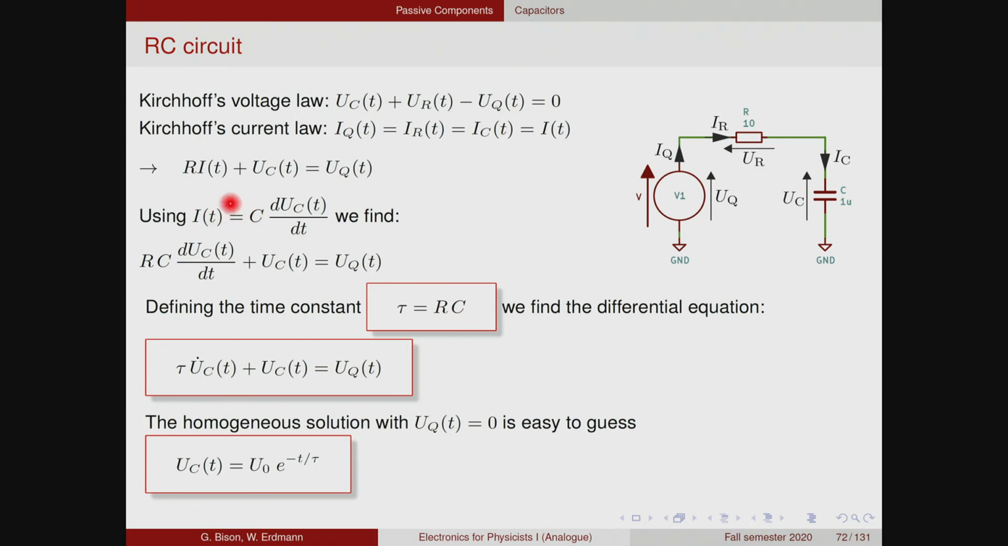Okay, now we use that the current is this expression. We can put this in, and then we have two times the voltage across the capacitor, once in a time derivative and once in its normal form. And then we see that the only thing that actually relates to this circuit is the resistance and the capacitance, and we define the time constant tau equals RC to make the equation easier. And then you see we find this differential equation here as the characteristic equation for the simple RC circuit.